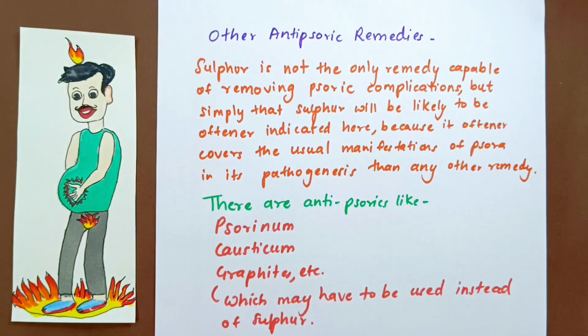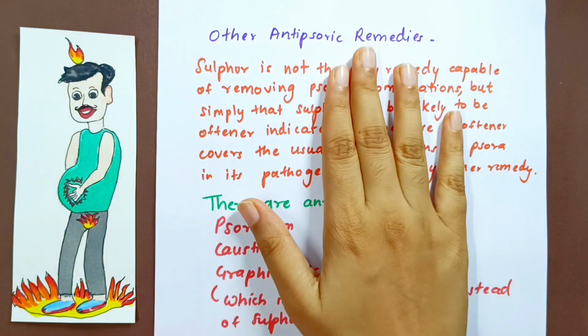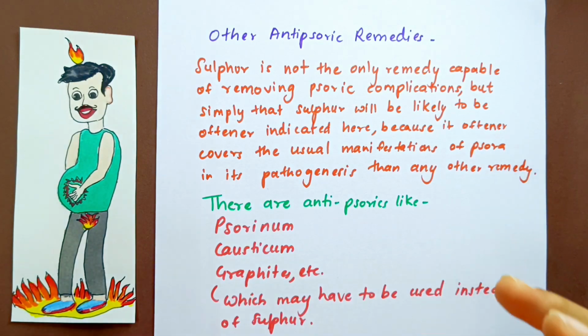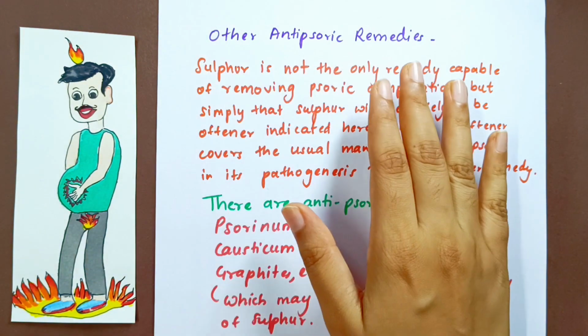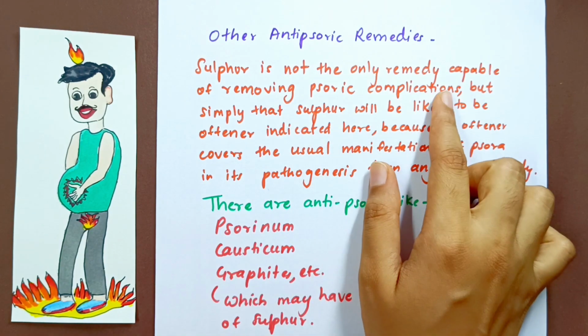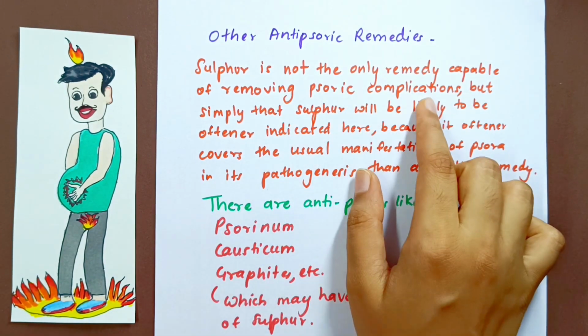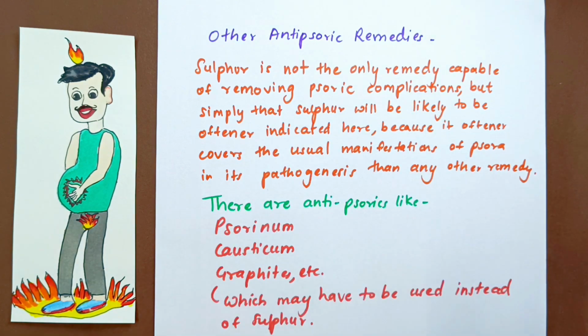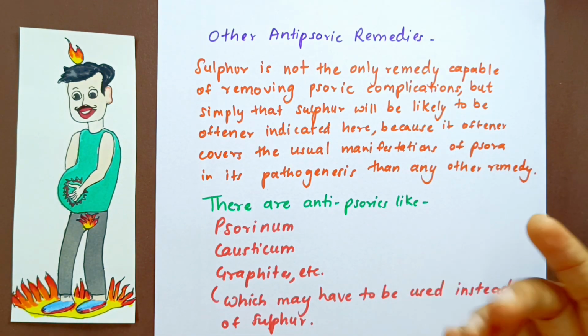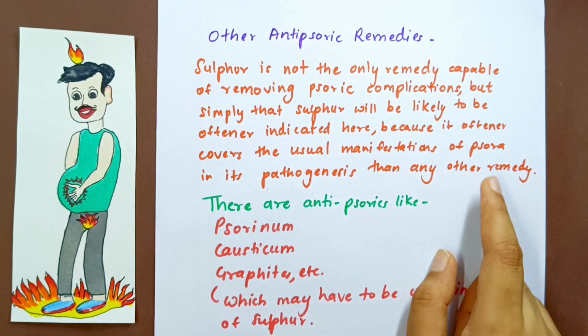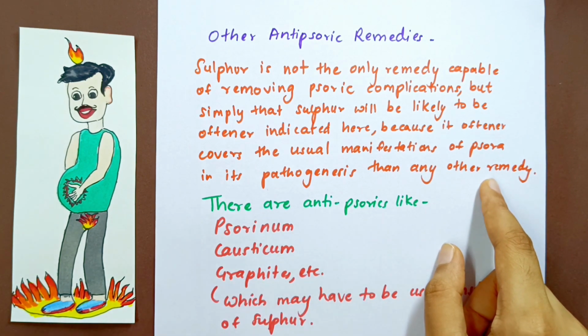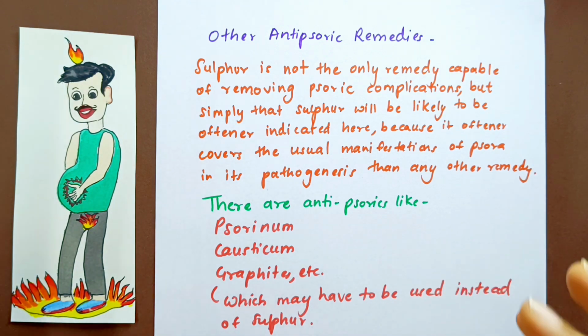Okay. Now he says that there are also other anti-psoric remedies. So now we talked about sulfur being the king of anti-psorics, but he is saying that there are also other anti-psoric remedies. Sulfur is not the only remedy which is capable of removing psoric complications, but simply that sulfur will be likely to be oftener indicated because it oftener covers the usual manifestations of psora in its pathogenesis than any other remedy. So sulfur is not the only antipsoric, but most commonly sulfur is involved.